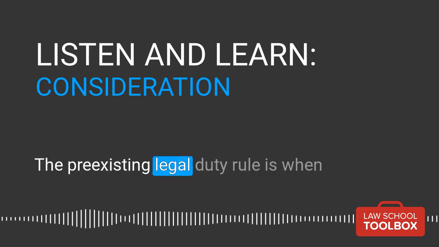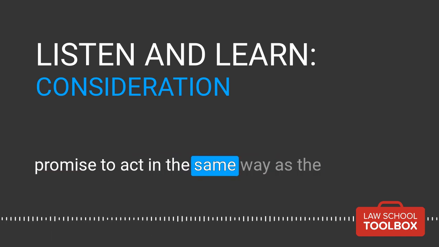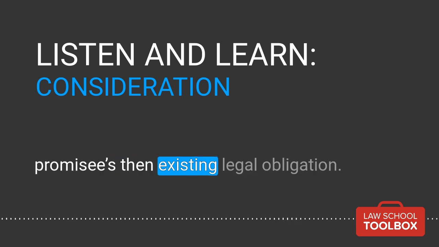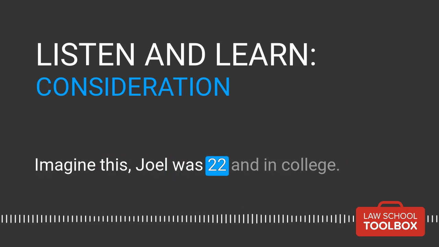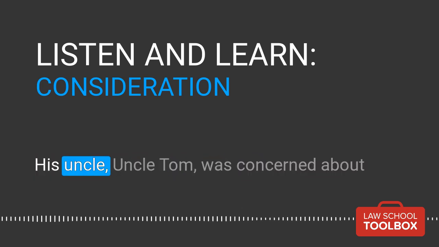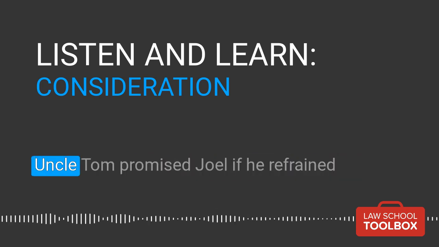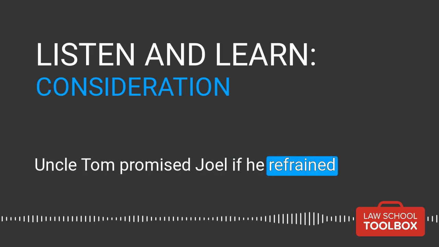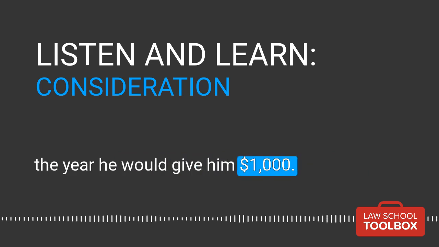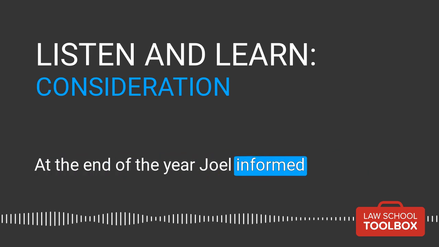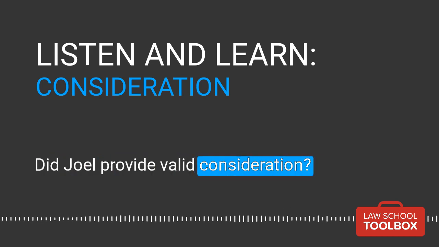The pre-existing legal duty rule is when the detriment suffered is really just a promise to act in the same way as the promisee's then existing legal obligation. Imagine this. Joel was 22 and in college. His uncle, Uncle Tom, was concerned about Joel's grades due to his excessive drinking. Uncle Tom promised Joel if he refrained from drinking alcohol for the rest of the year, he would give him $1,000. At the end of the year, Joel informed Uncle Tom he refrained from drinking. Did Joel provide valid consideration?